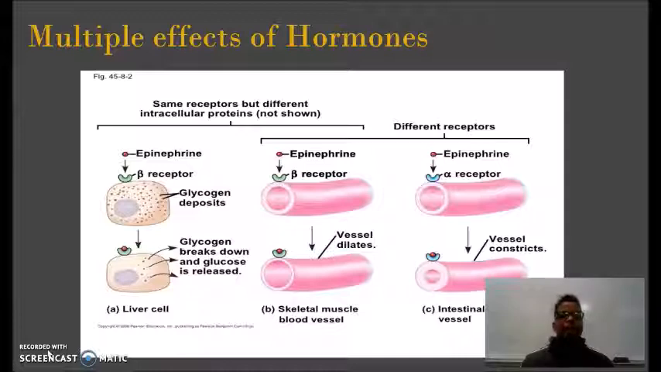So what would happen is the epinephrine would bind to the beta receptor on the glycogen deposits within the liver cell. The glycogen then breaks down and the glucose is released from the liver cell. And in the same case where epinephrine binds to a skeletal muscle blood vessel, the beta receptor with skeletal muscles, the blood vessel dilates in this example.